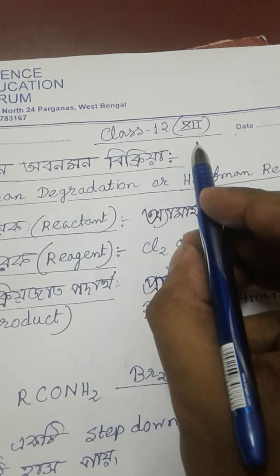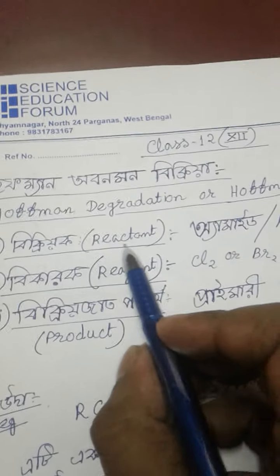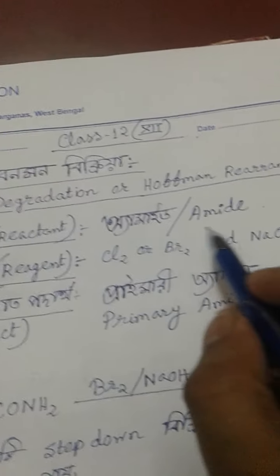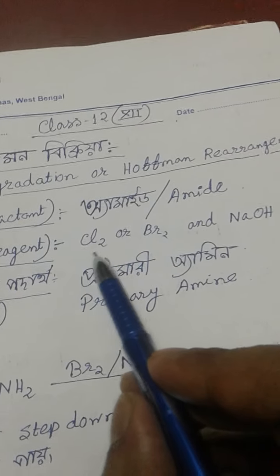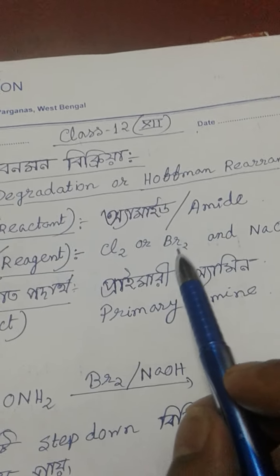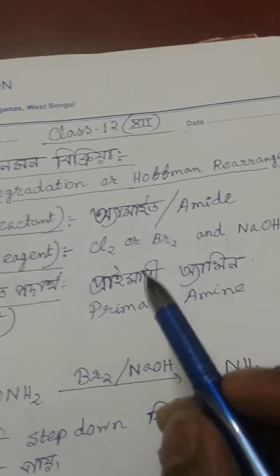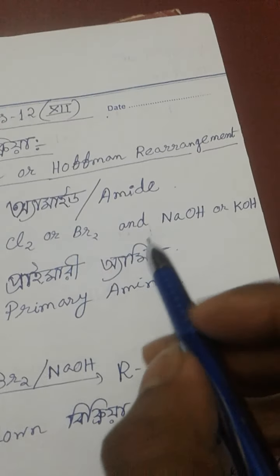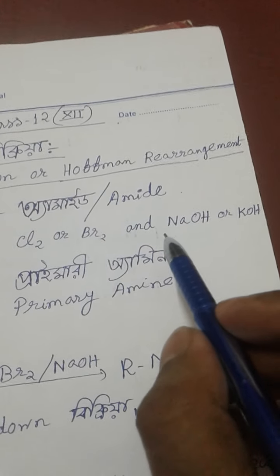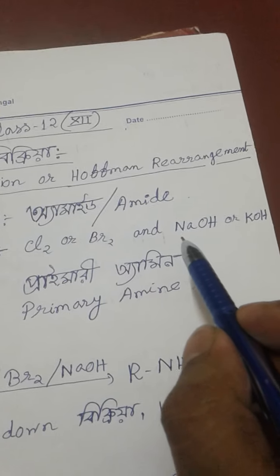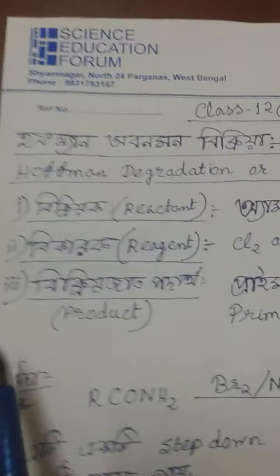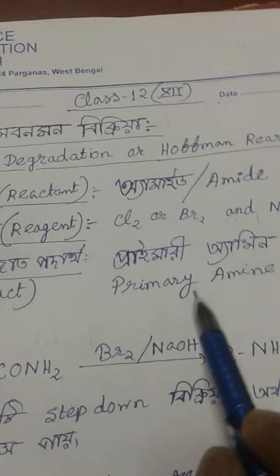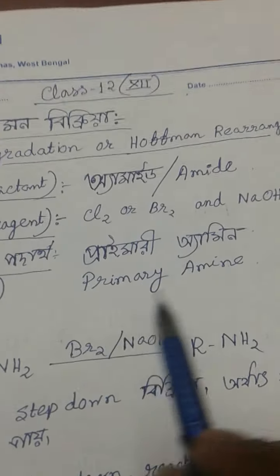nitrogen containing organic compounds. We can use an amide as the reactant in this case, and the reagent for this reaction is a halogen, that is chlorine, bromine, or we can use iodine also, and one strong base we need to use. This may be NaOH or KOH, and the product of this reaction is primary amine.